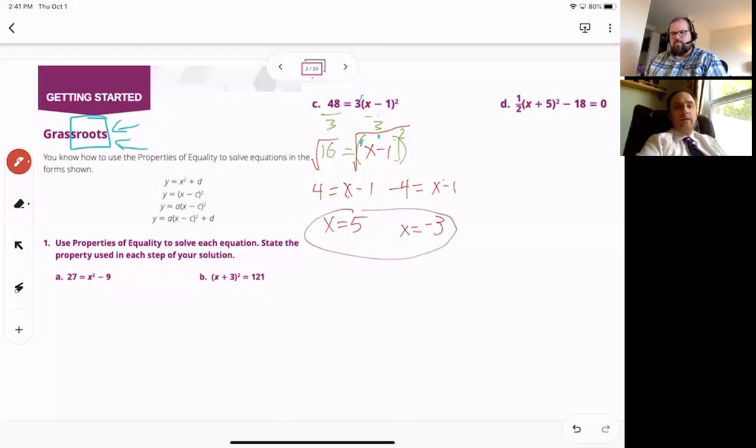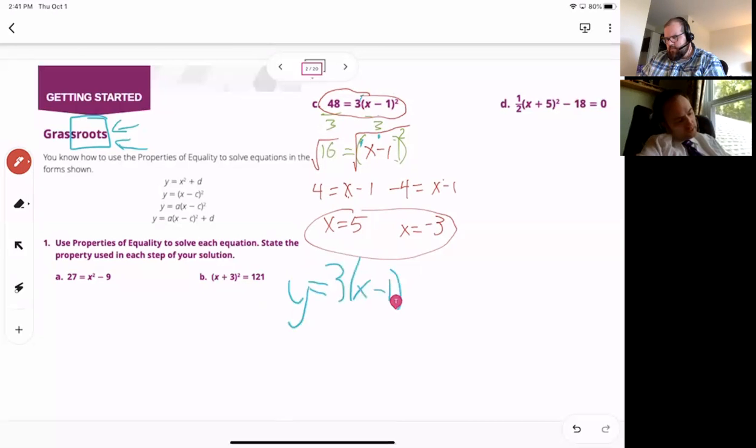Now, if I really liked the graph stuff that we did in the last section, where do these show up on my graph? Right now graphing this is kind of a weird thing because we don't have a y equals. I was thinking if we thought of it like this: 3x minus 1 squared minus 48. So if I subtracted the 48 over and then put a y, that's a form I know.